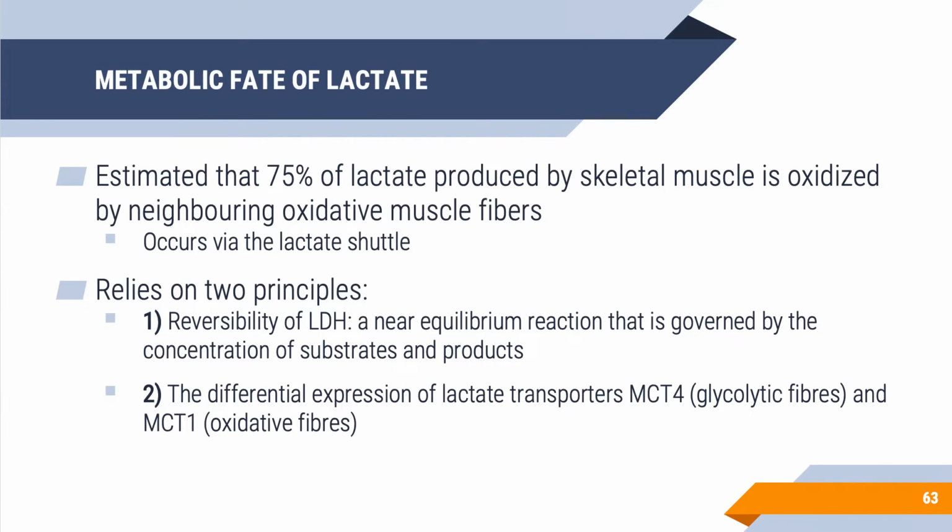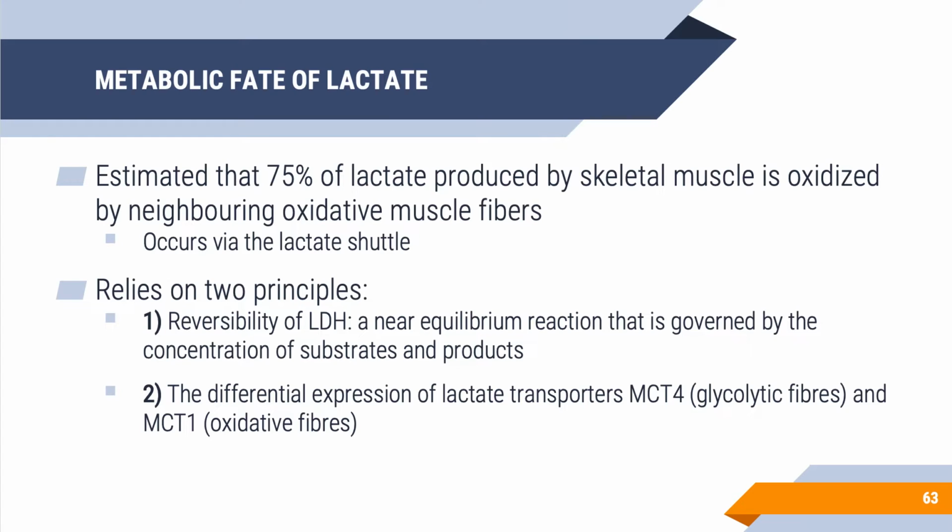First off, it's estimated that 75% of lactate produced by skeletal muscle is actually converted back to pyruvate by neighboring oxidative muscle fibers. This is occurring through a lactate shuttling mechanism that we'll discuss on the next slide. This relies on 2 key rules. The first one is that the LDH reaction is reversible, meaning that pyruvate can be turned to lactate through LDH, and lactate can be turned to pyruvate through LDH as well.